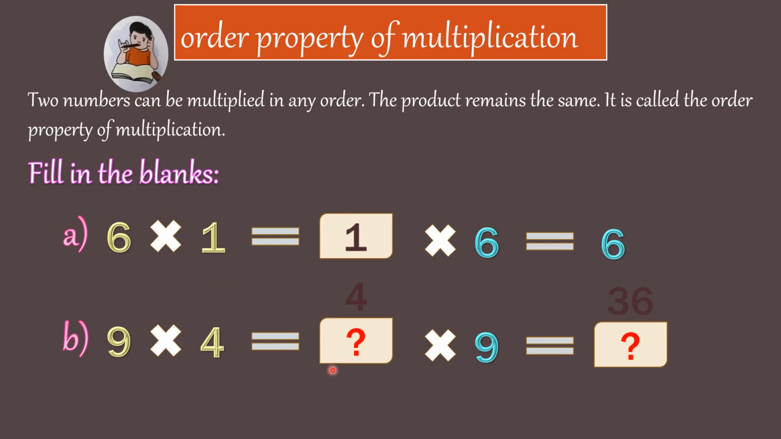9 into 4 is equal to dash into 9 is equal to dash. 9 4s are 36. 4 9s are 36. So the missing number here is 4.